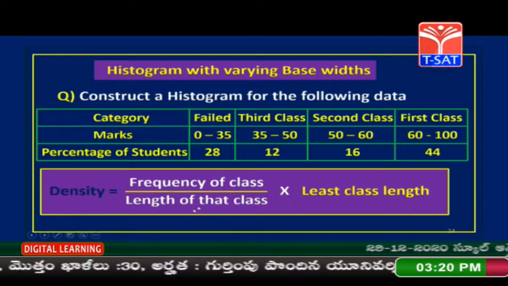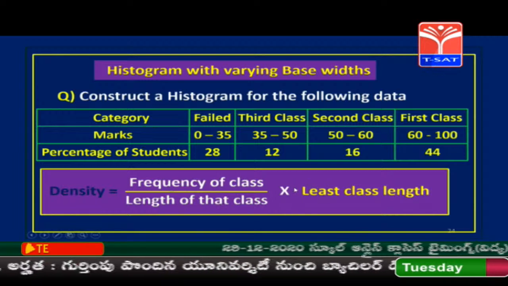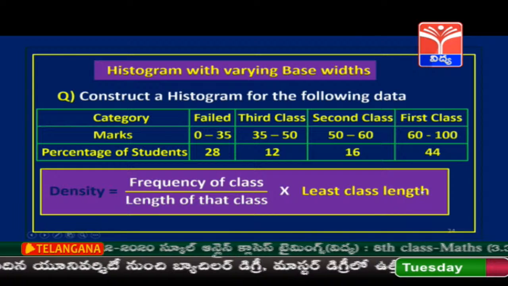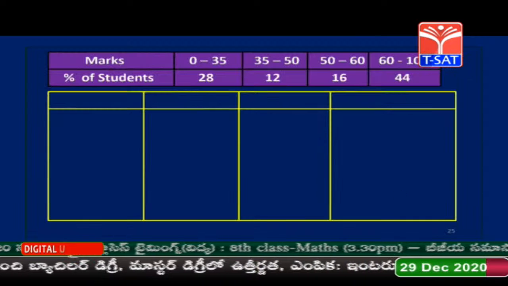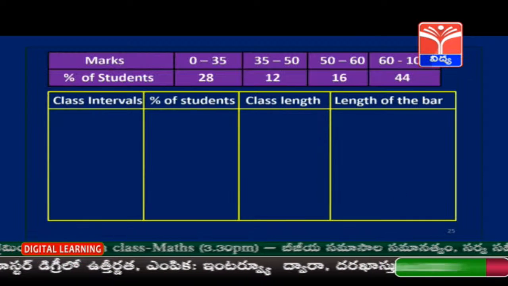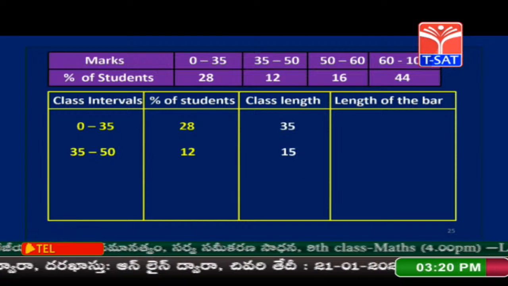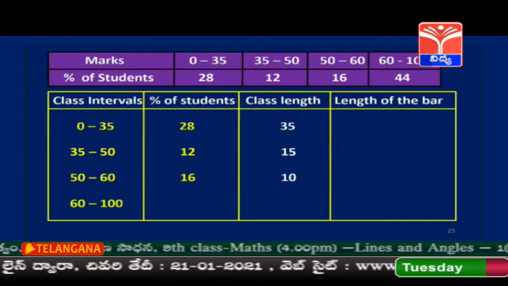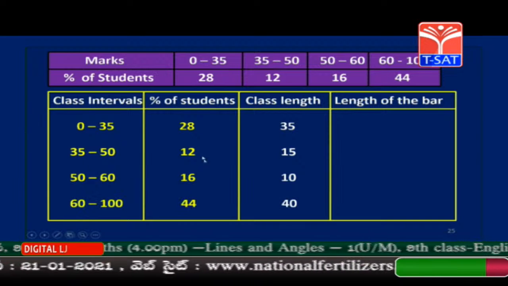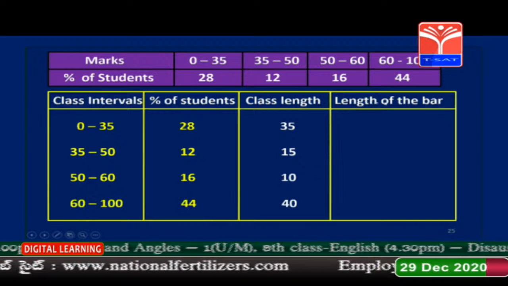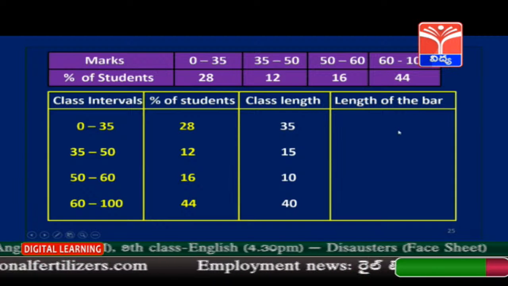Frequency of class divided by length of that class, multiplied by the least class length. Now I am preparing the frequency distribution table here first for the histogram. The classes are 0 to 35, next 35 to 50, 50 to 60, 60 to 100. Children, here I am taking as it is. Now I have to find the length of the bar. How to find the length of the bar?